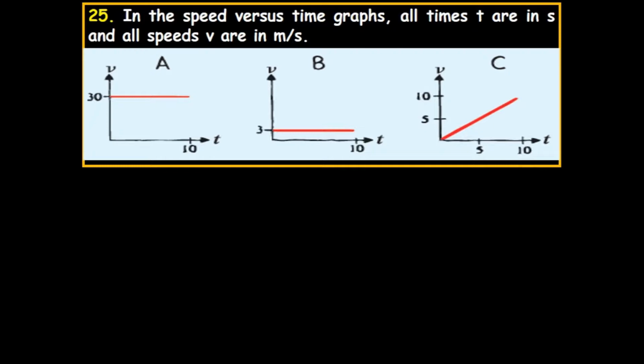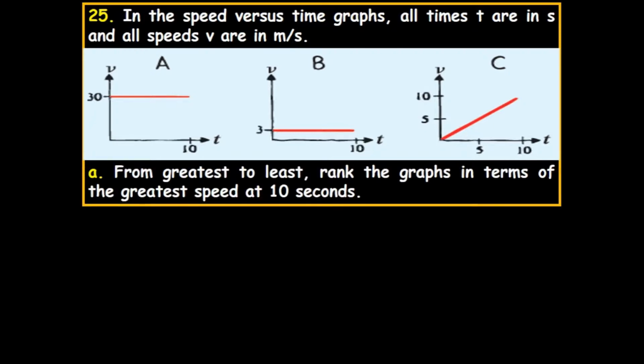In the speed versus time graphs, all times T are in seconds and all speeds V are in meters per second. From greatest to least, rank the graphs in terms of the greatest speed at 10 seconds. A, C, B.